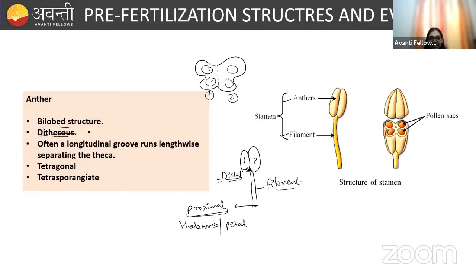So it is dithecous. It is tetrasporangiate because there are 4 microsporangia present. It is tetragonal in shape. For example, if I cut this anther, we get a 4-sided structure. So it is tetragonal in shape. And there's a longitudinal groove which runs lengthwise and separates the theca.